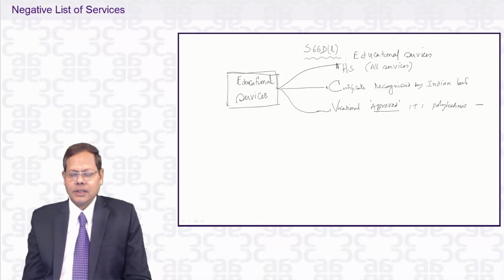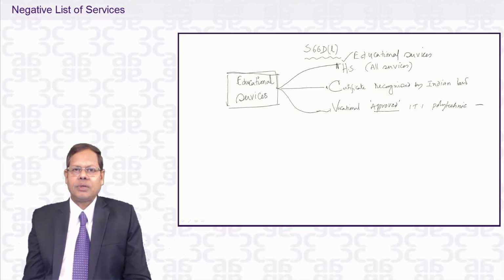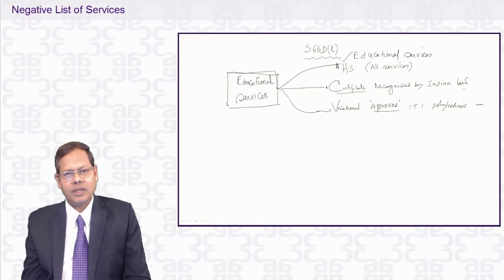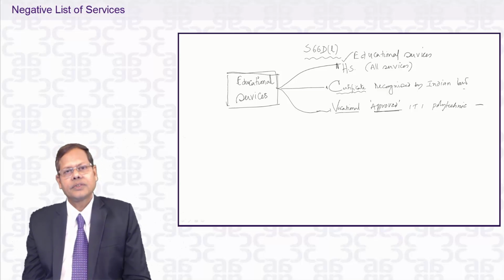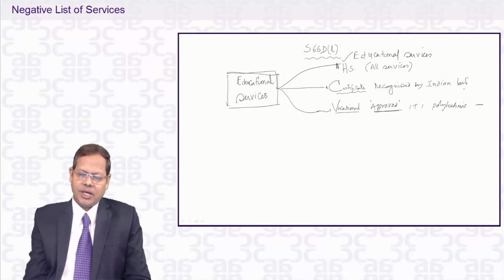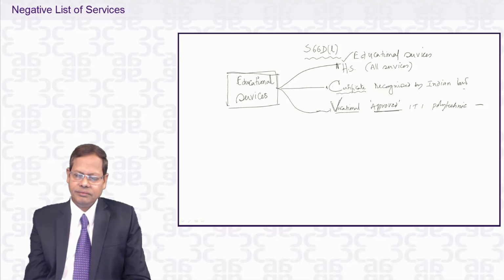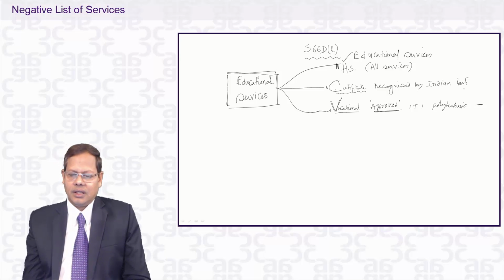So up to higher secondary all services, but in other cases certificate courses recognized by Indian law, nothing else and nothing more, and vocational courses approved. So not everything, approved courses. These three, you can say, are under the negative list.